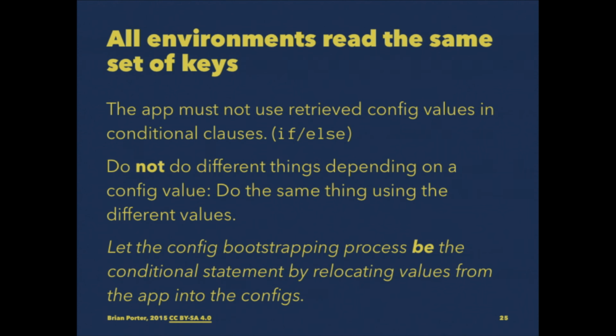And this actually suggests the next characteristic, and that's that the set of config keys should be the same for every environment. There should never be a key that's available in production that is not also available in development. Your app should never have to check to see if something is available. It should always just do the same thing, or do different things with the differing values. It should always be able to read the same key and just say, okay, because this key is not there, I'm not going to do something.